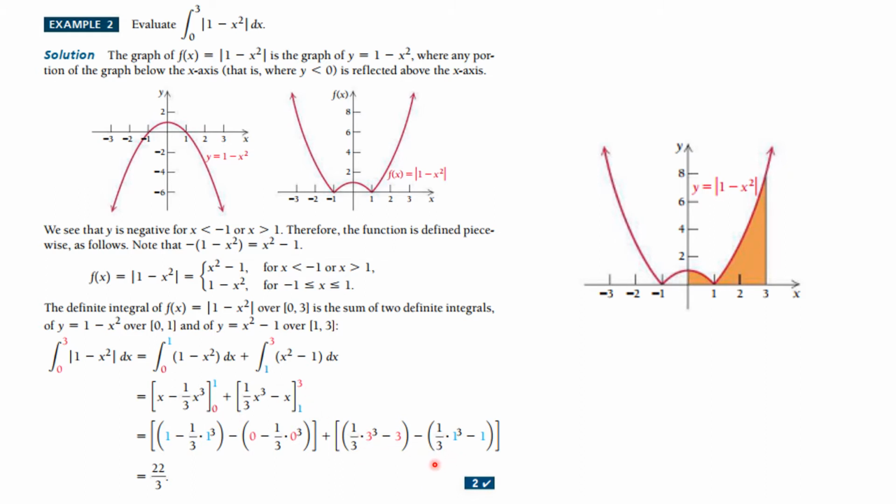And we do the calculation, and I do expect you to be able to do these calculations. You will be tested on being able to do these calculations. You'll get 22 over 3 for this butterscotch colored area.